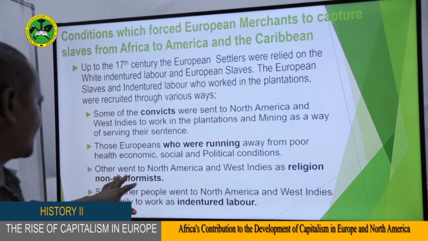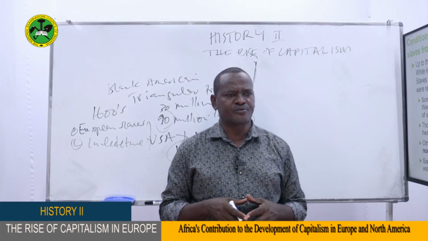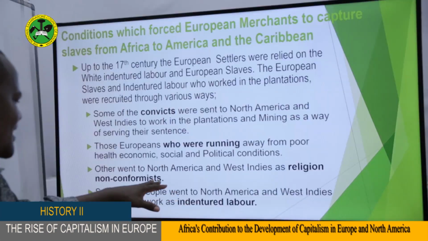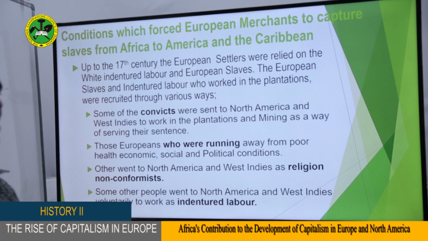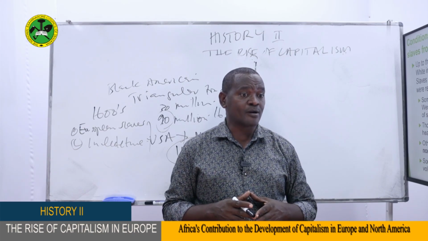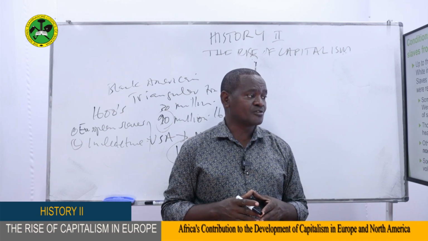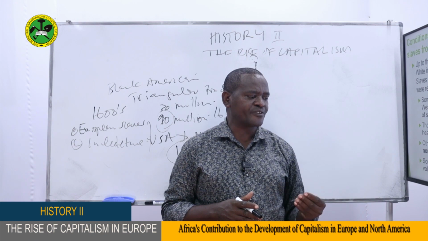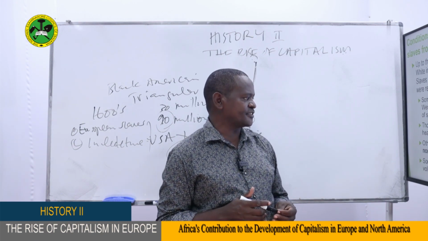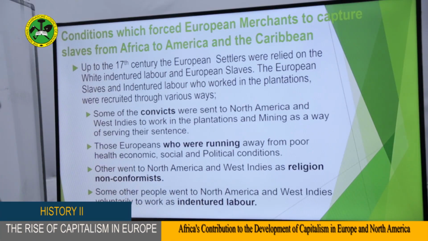The third group is those people who went to America as religious non-conformists, people who went to America because they rejected the new faith. Remember, during that time there was war going on in Europe between the Protestants and the Catholics. For instance, in Germany, that war cost the lives of a lot of people. About 8 million people were killed in Germany because they either rejected the new faith, or others were forcing them not to convert and become Protestants. Such people also went to America and worked in the plantations.